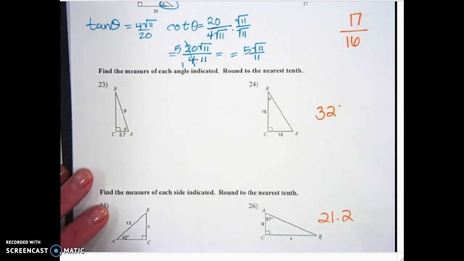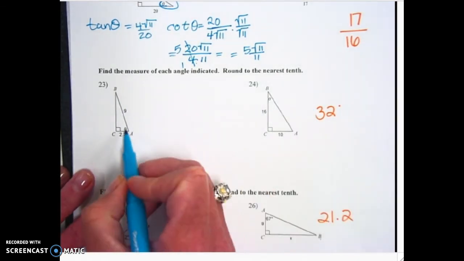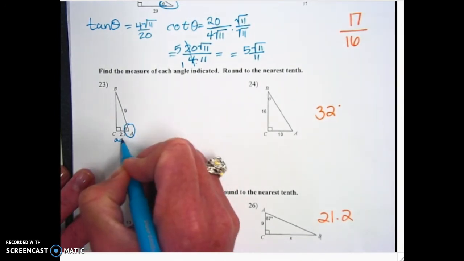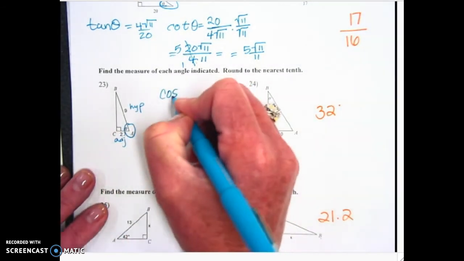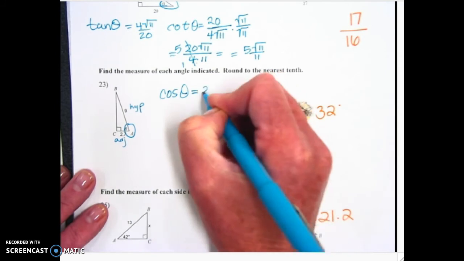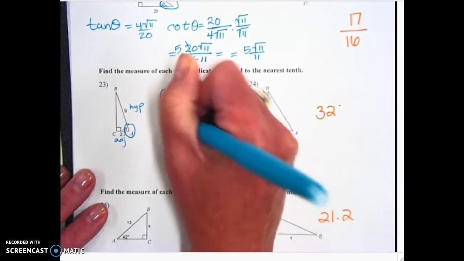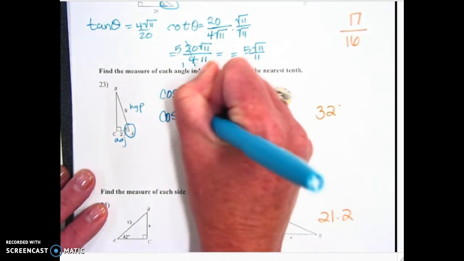Number 23, we want to find the measure of each angle indicated, round to the nearest tenth. So angle theta right here. We've got the adjacent side and the hypotenuse. That means we're going to use the cosine of theta equal to 2.7 over 9. Since I'm solving for an angle, I know I need to use the inverse of that ratio.